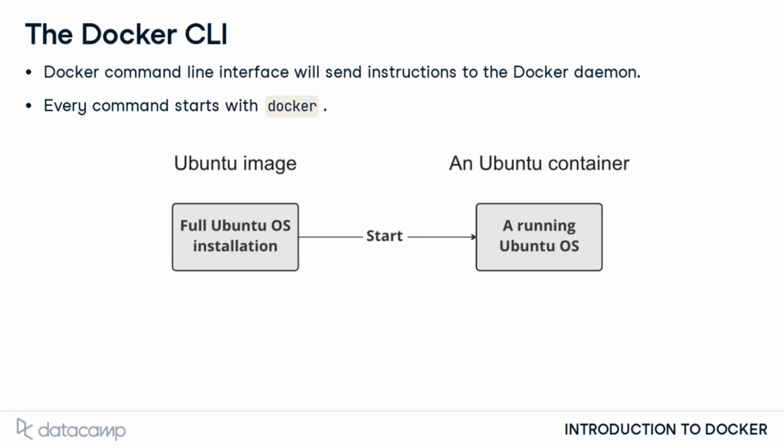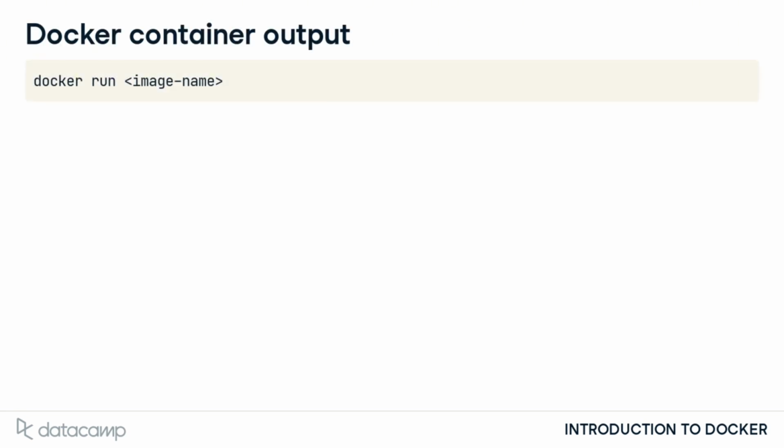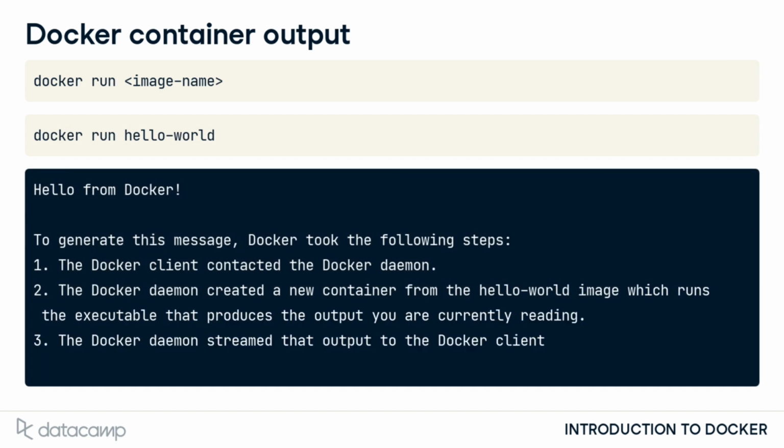via a shell. If we want to start a container from an image, we can use the docker run command, followed by the image name. To start the Hello World image, we would use docker run hello-world. By default, Docker starts a container and shows you its output while it's running. When we run a Hello World container, it prints an explanation of how the container works and then stops.